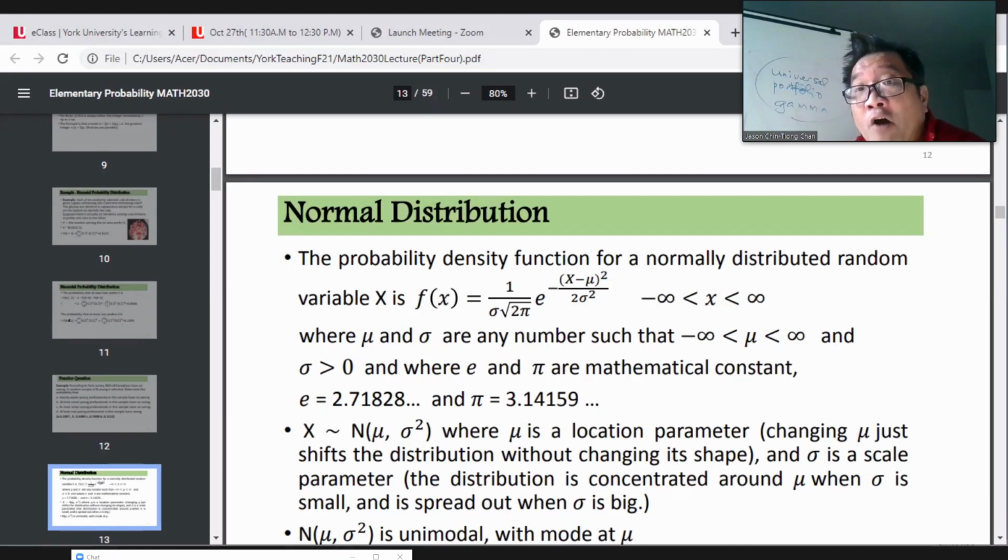Let me finish about normal distributions. Here we have two parameters, mu and variance, or mu and standard deviation. Here we always put the variance. So we need two parameters, mu and variance, or mu and standard deviation. These two parameters are very useful for normal distributions.